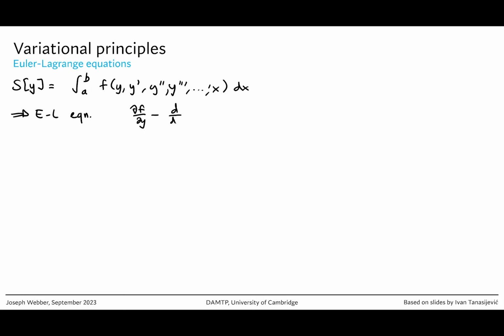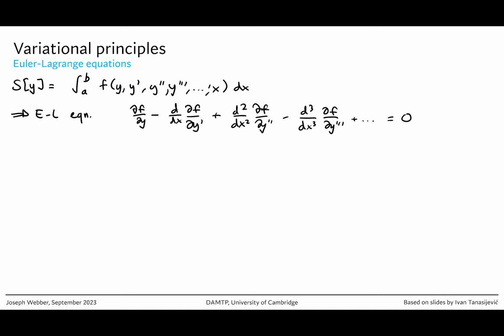So Euler-Lagrange equations in general: if our functional, S of y for example, has some f of y, y prime, y double prime, y triple prime, etc., and x, dx, the Euler-Lagrange equation in this case would be df by dy minus d by dx df by dy prime plus d2 by dx squared df by dy double prime minus d3 by dx cubed. And this alternating pattern just comes from doing integration by parts the requisite number of times.